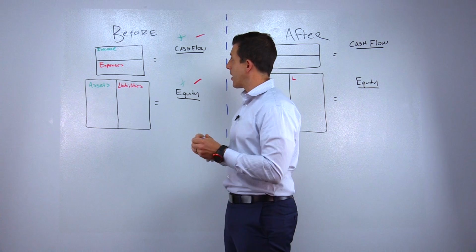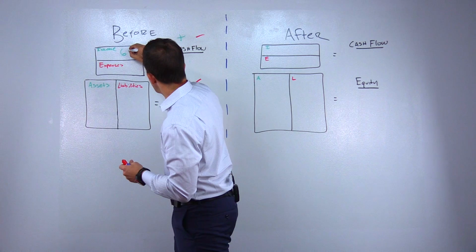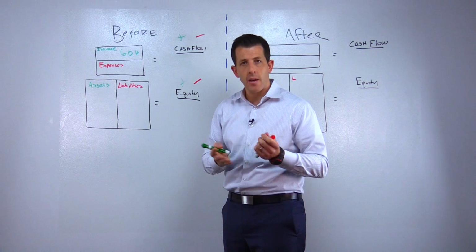Excellent. Okay, so let's actually talk about this specific client. So first off, this individual has no income other than his earned income. So right now, when he came to us, his income was about $60,000 per year. So $60,000. Now, this individual is a family man. He has four children.